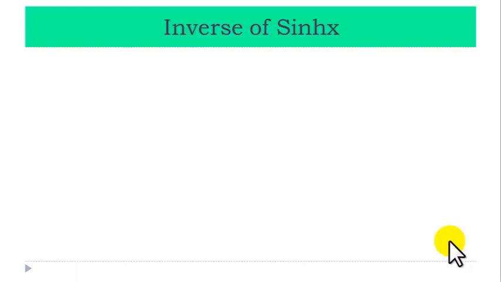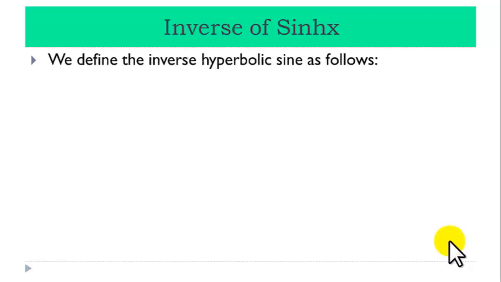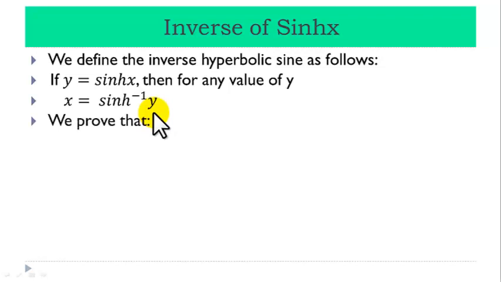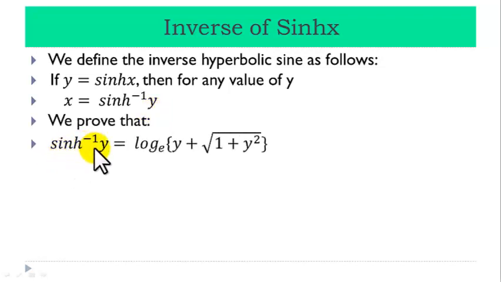The inverse of the sinh x function. We define the inverse hyperbolic sine as follows. If y equals sinh x, then for any value of y, x is equal to arcsinh y. We prove that arcsinh y is equal to the natural log of y plus the square root of 1 plus y squared.